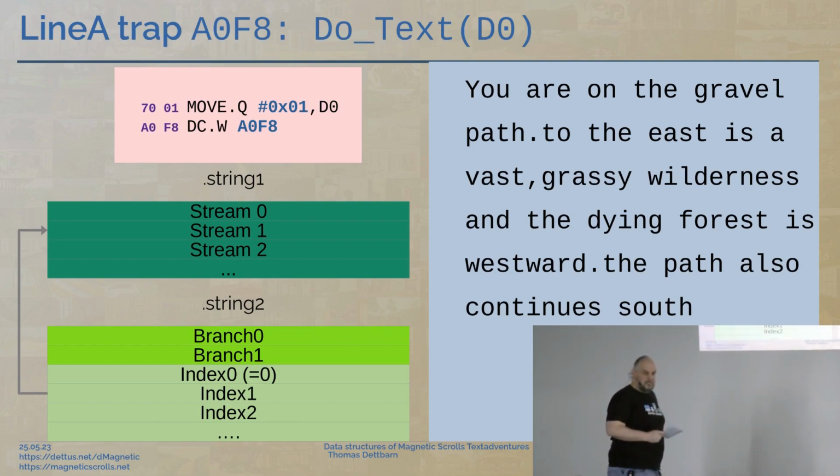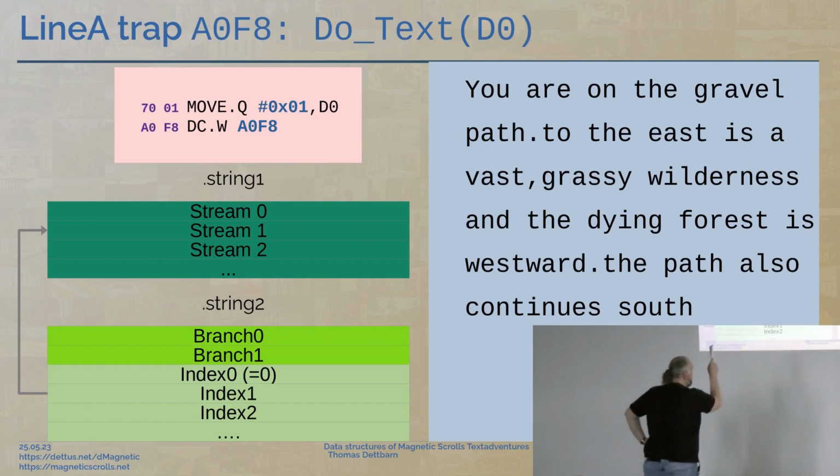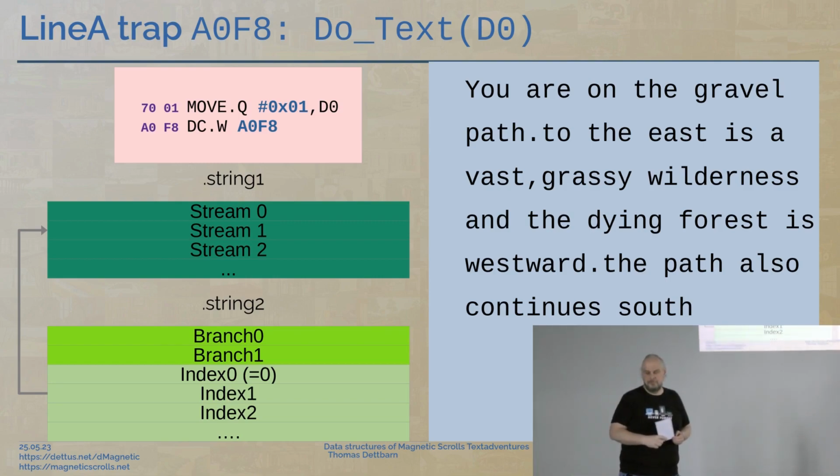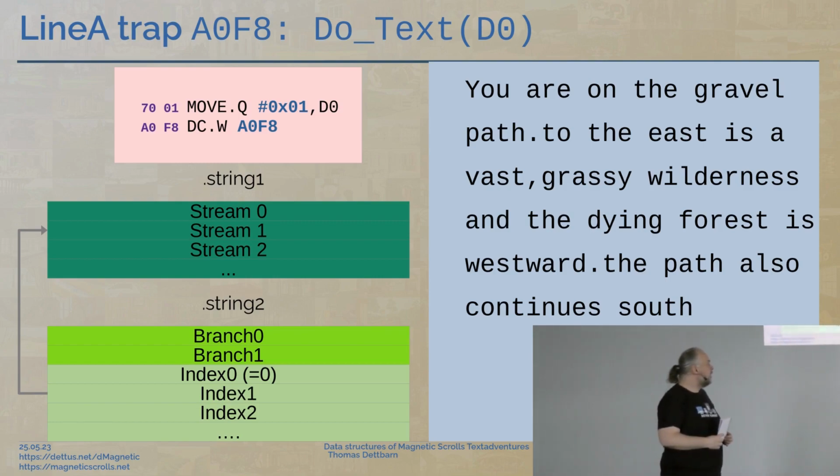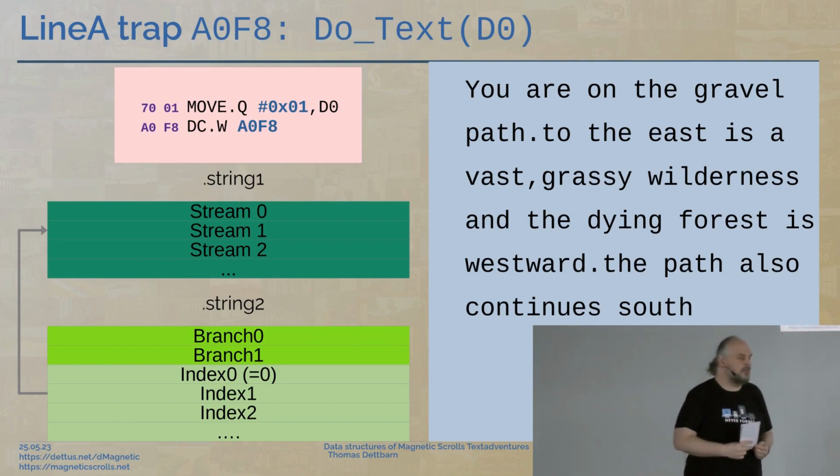And what it did was it opened up those two sections, string 1 and string 2. It took from the index the pointer towards the beginning of the bit stream, and the bit stream was what was stored in string 1. It took the bit stream, 0, 1, 0, 1, 1, 1, 1, 0, 1, 1, 1, and whatever, and started to decode that one. And then this text would come out. You are on the gravel path. To the east is a vast grassy wilderness, and the dying forest is westward. The path also continues south.